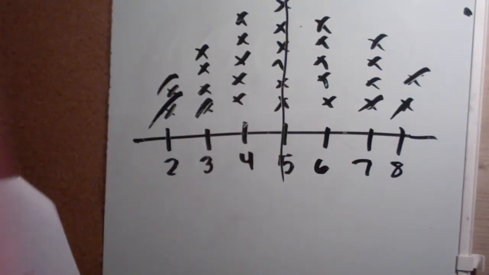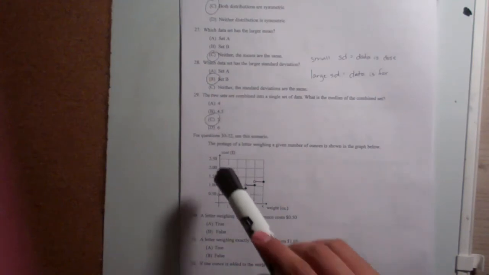Okay. All right, now we're going to change gears here. Now we're looking at graphs. We're moving away from data. We have kind of seen these odd graphs. This is a piecewise function, meaning that it has different pieces to it. Let me just read the statement. It says the postage of a letter weighing a given number of ounces is shown in the graph below.